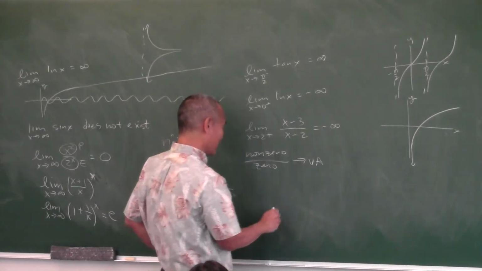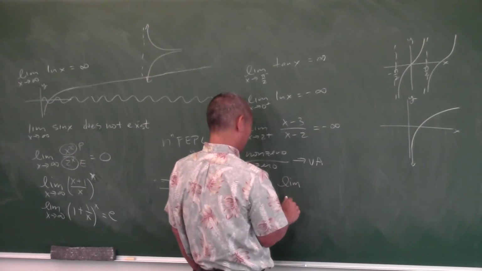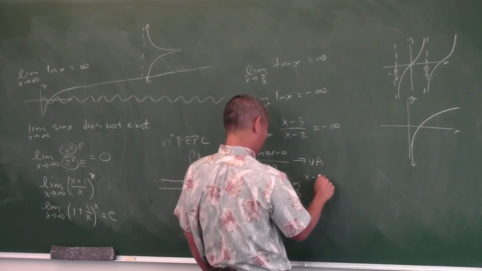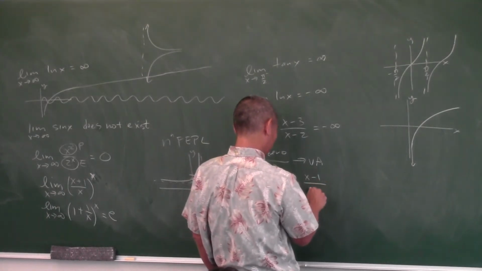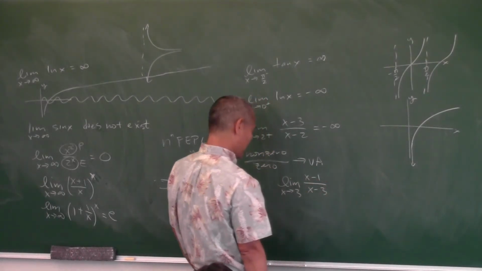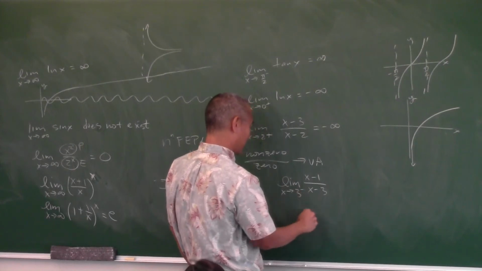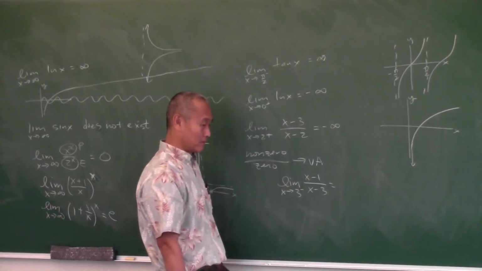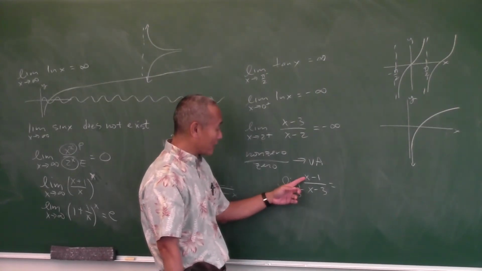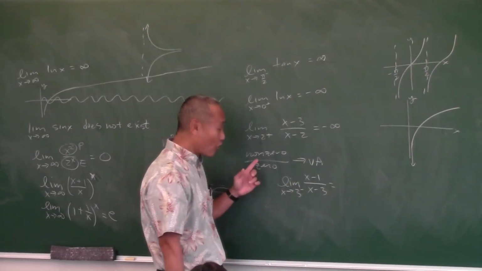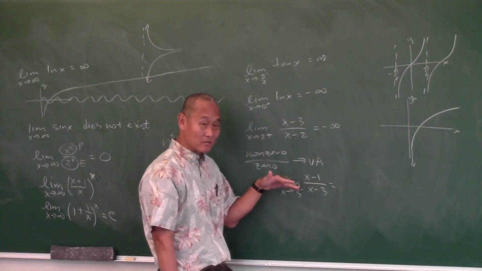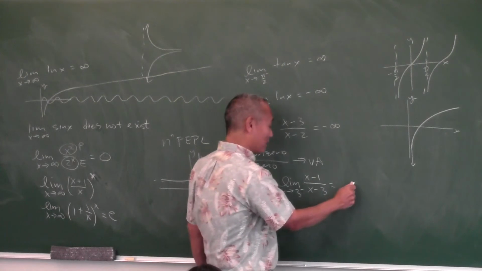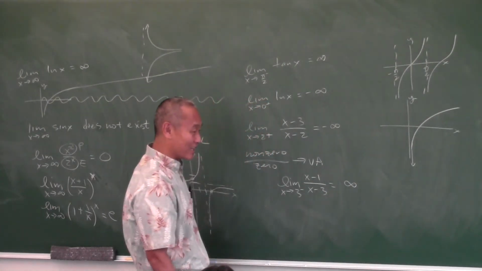Okay, let's try another one. What is the limit as x approaches 3 from the left of x minus 1 over x minus 3? How do I know there's a vertical asymptote? Because when you plug in 3, you get 2 over 0. Non-zero over 0 means vertical asymptote. So we know the answer is going to be either plus or minus infinity. It's a 50-50 shot.